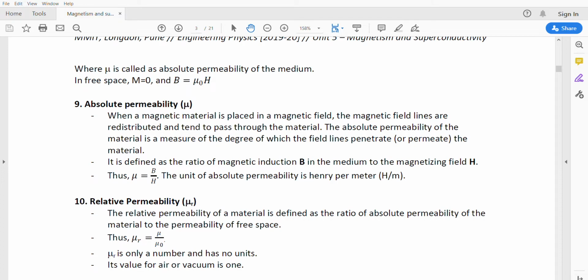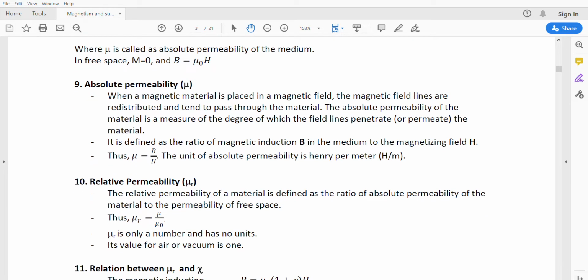Mu is the absolute permeability of the medium. Mu naught represents the permeability of free space, having the particular constant value of 4 pi into 10 to the power of minus 7 Henry per meter. In free space, M is equal to 0 and B is equal to mu naught into H.